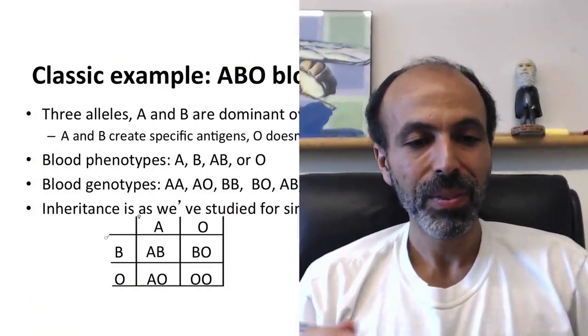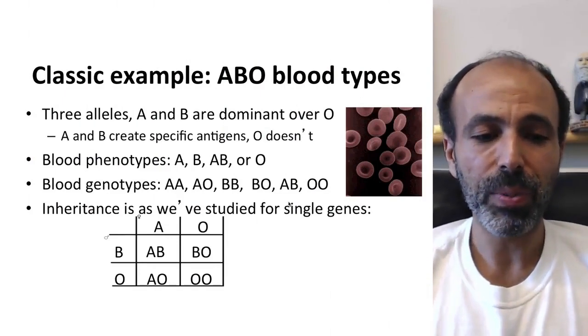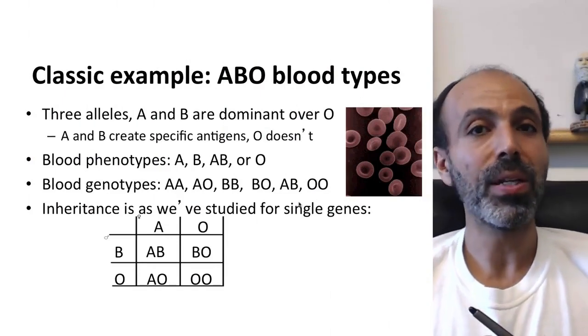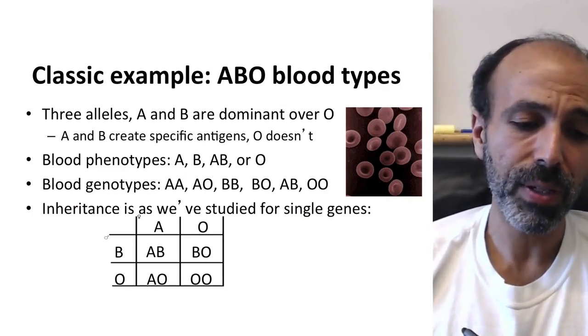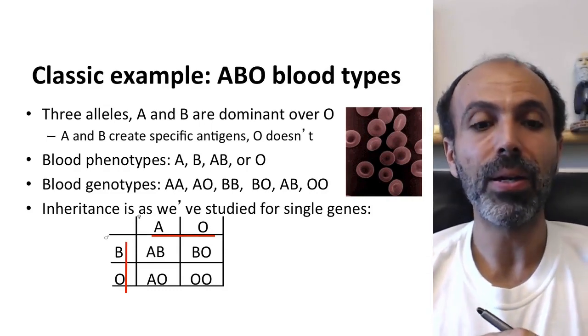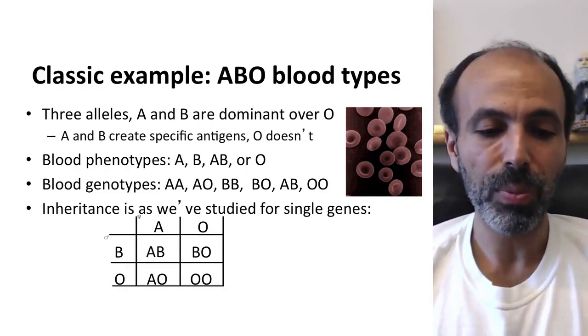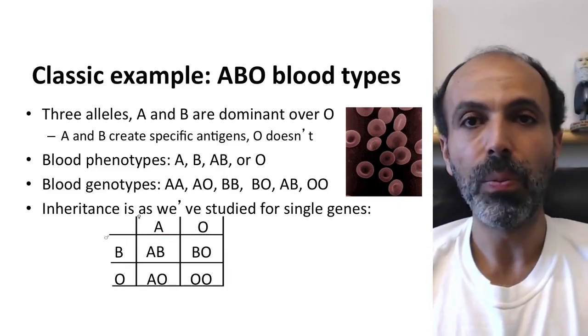Now, what do you do when you have these three alleles at a locus? Well, again, as I said, A and B are dominant over O. Here's all the blood types. Basically, the inheritance works just the same as the way we studied for single genes. So I did a cross here as an example of an AO female crossed to a BO male. And you see you get four possible blood outcomes there. You can be AB, BO, AO, or OO.